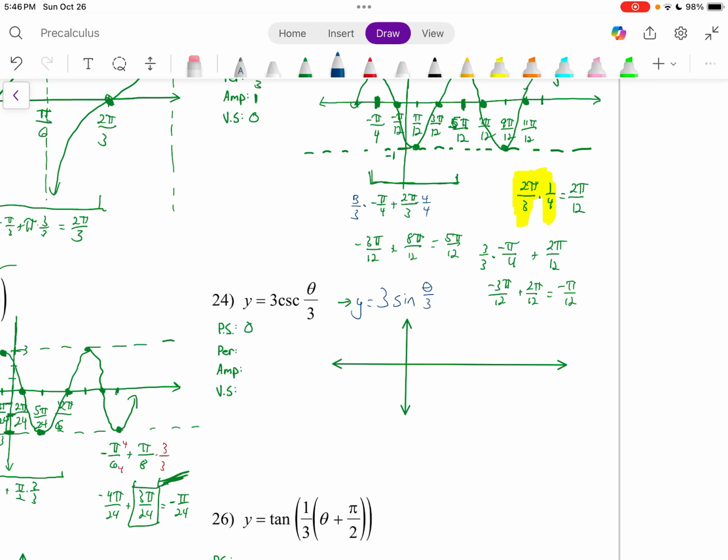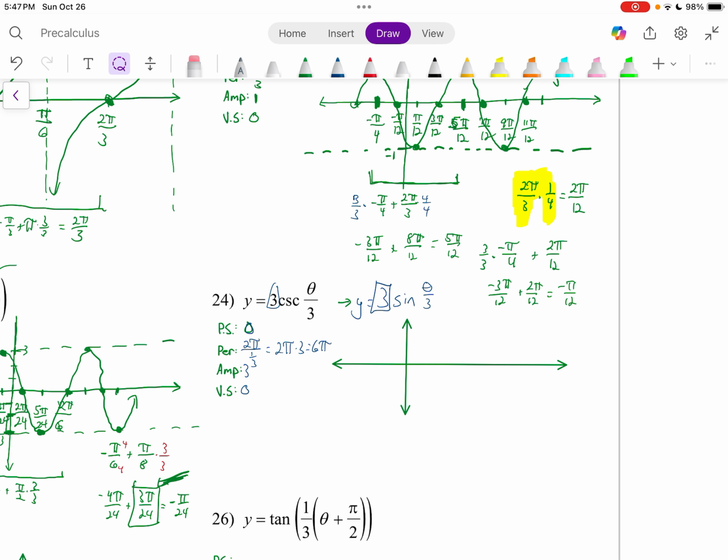So phase shift is 0. Period: the normal period of sine is 2 pi, divided by 1/3, which is really 2 pi times the reciprocal of 1/3, which is 6 pi. Amplitude is 3. Actually, we're looking at this one. Amplitude is 3. Vertical shift is 0. So there was no phase shift. That's why I have the y-axis in here already.